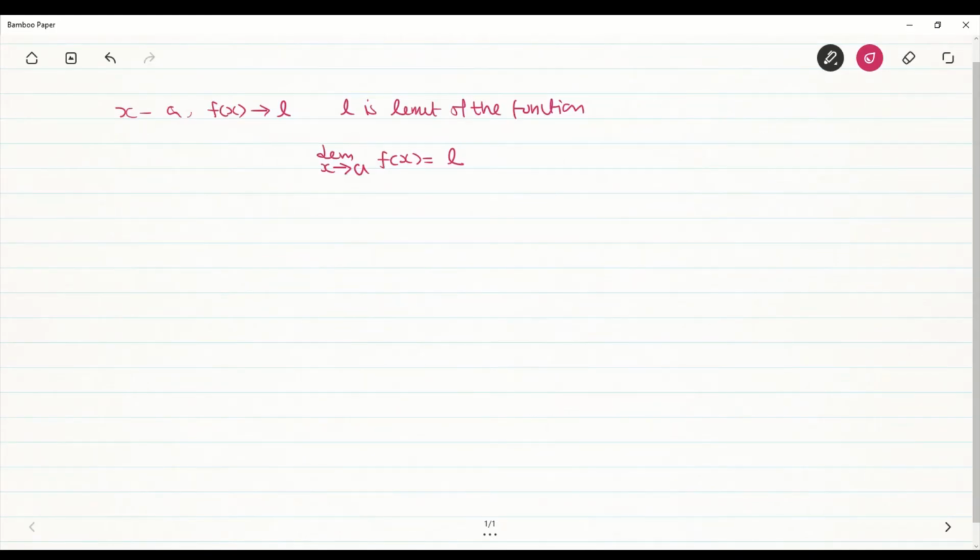So for the existence of this limit x tends to a f of x, it is essential that limit x tends to a minus f of x and limit x tends to a plus f of x should both exist separately and they must be equal.